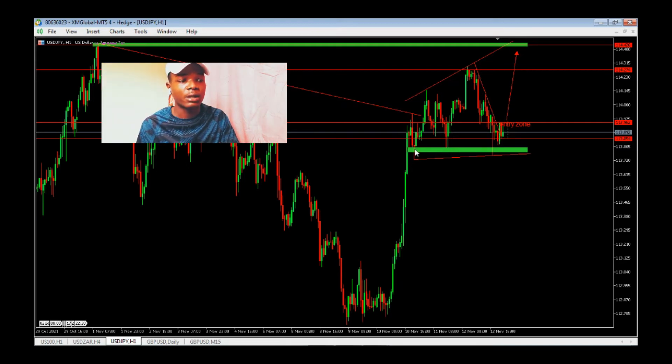It failed to break these areas. It shot back up, came back down, failed to break these areas again, shot right back up, came down again, failed to break these areas once again. So I'm waiting for that buy basically, or that impulse move to the upside.